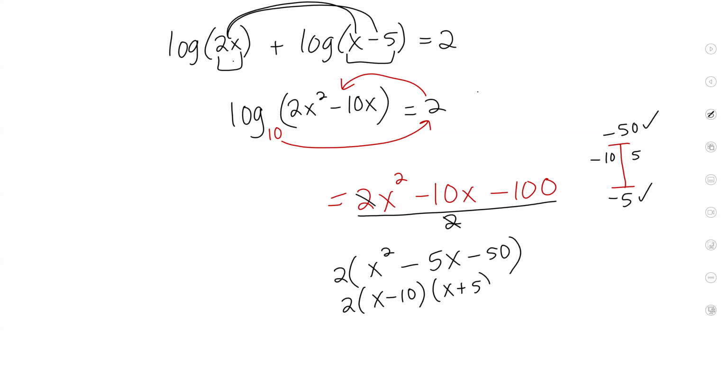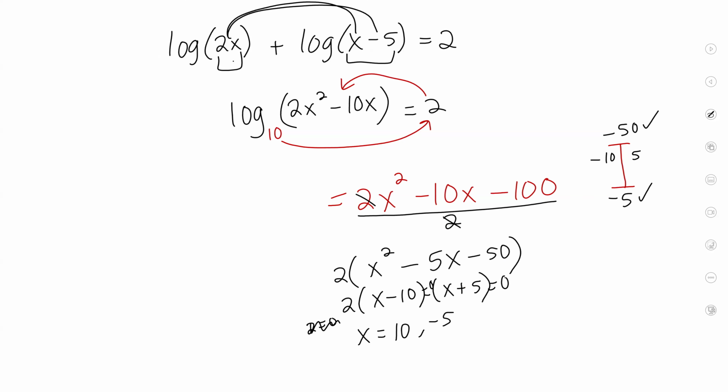So what will my solutions be? Just 10 and negative 5. Not 2. That's just a constant. The 2, if you set the 2 equal to 0, is that a true statement? No. But if you set these equal to 0, you can solve. So those are my two answers.